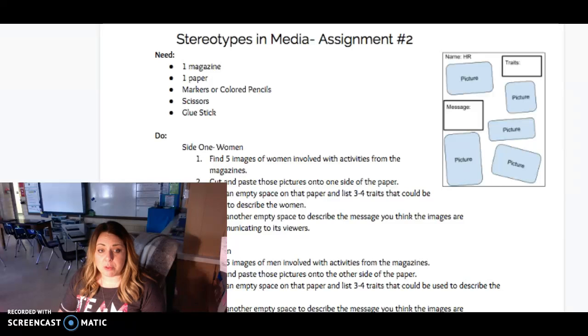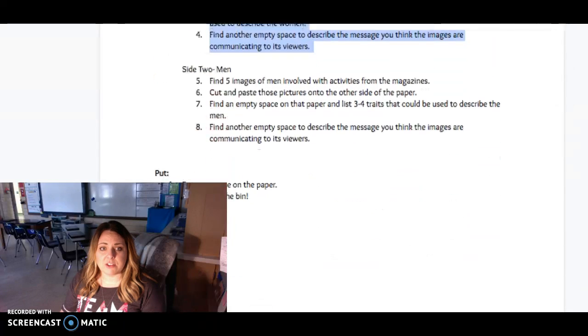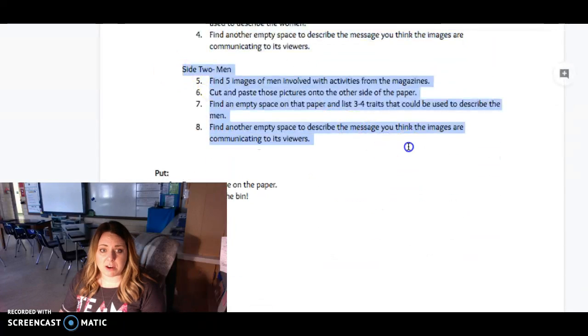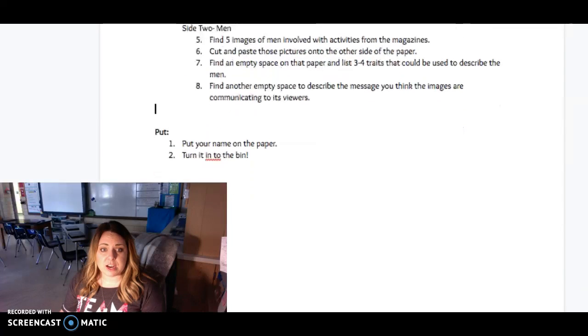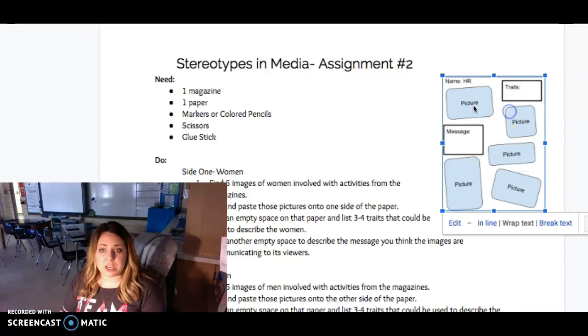It has to be blank on both sides, because on one side you're going to create kind of a collage about women, and on the back side you're going to create more of a collage about men. All right, so you're going to read through the directions there and then complete that work. I put a visual here that shows you what your paper should kind of look like when it's done. Okay.